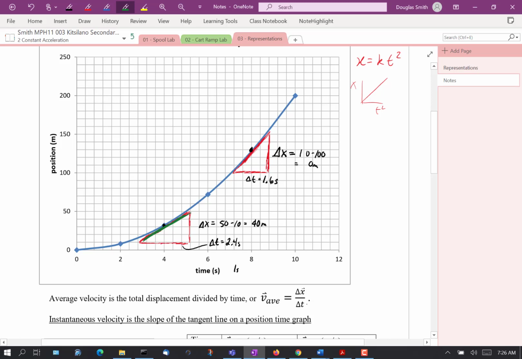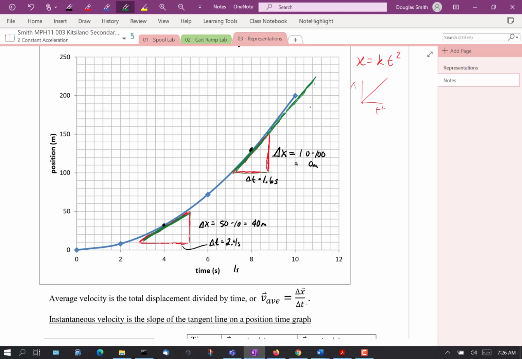And then I found another instantaneous velocity. This one was at 8 seconds. So there's my tangent line, and then I found the slope of that line. I could have drawn a tangent line that goes all the way out to here, and I could use these 2 points to find the slope. It doesn't matter because the slope is constant. So I have 2 tangent lines. I have a curve on a position time graph, and I can do some analysis with this.